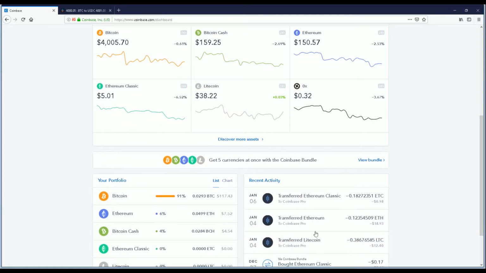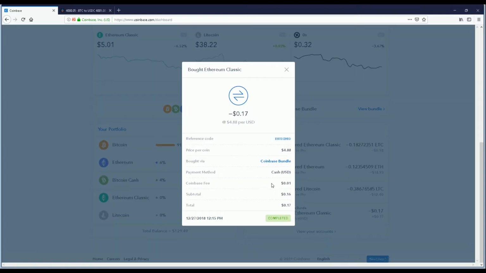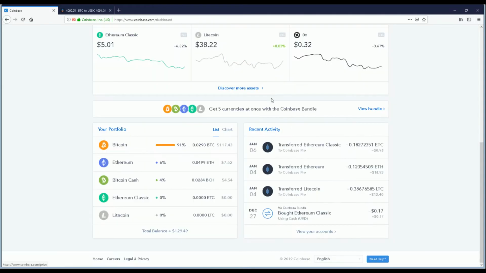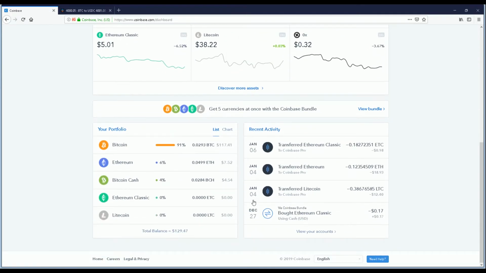Then you could also see what you did here. Like I bought Ethereum, and I don't know if it shows you the price of what you bought it for. Oh, classic, yeah. So it'll tell you that you bought it here at $4.88. I think it's around $5 today or something like that. Ethereum, yeah, 501. So you could see it's already gone up.